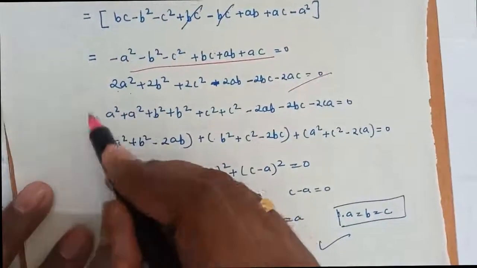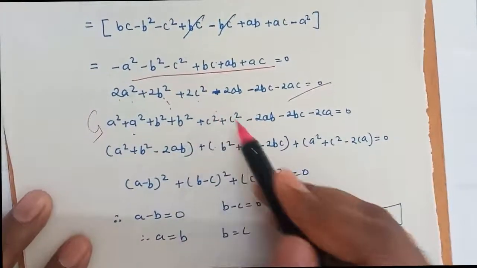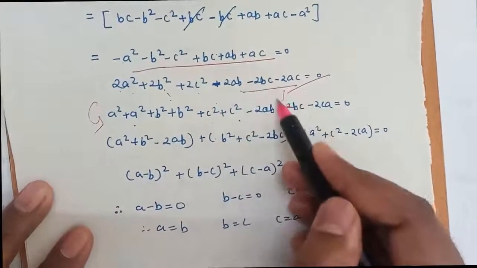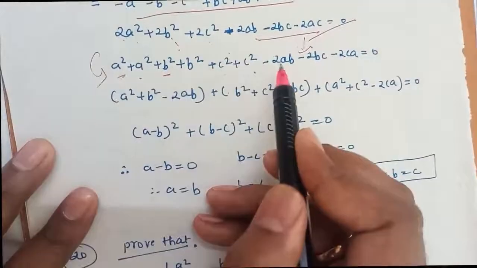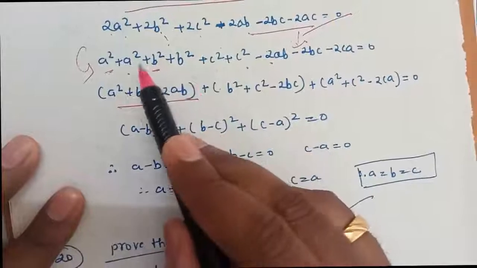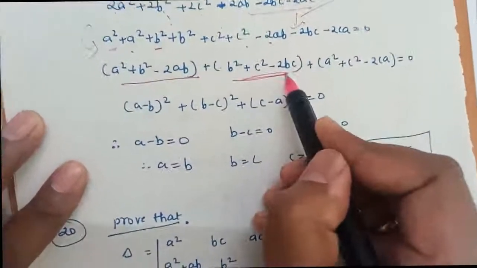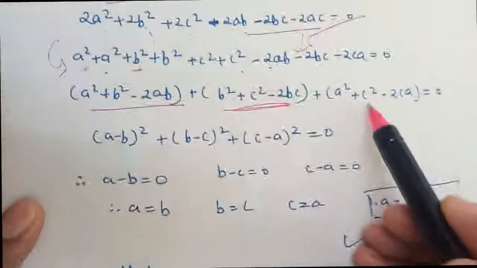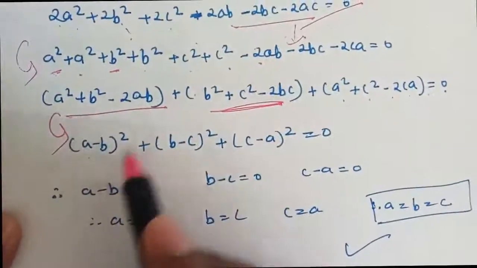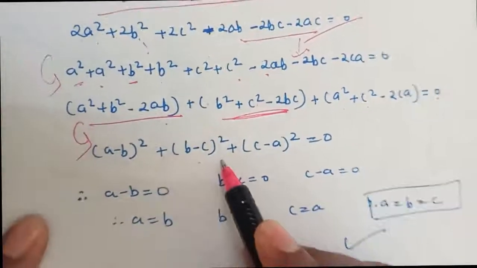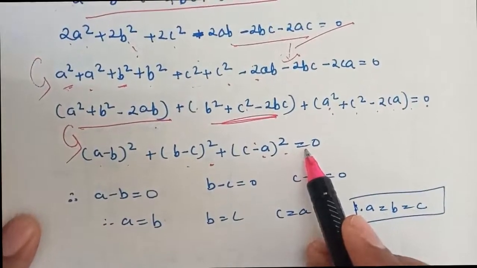This 2a square I can write as a square plus a square. 2b square I can write as b square plus b square. 2c square as c square plus c square. And this is as it is. Now a square plus b square minus 2ab in the first bracket. Then b square plus c square minus 2bc in one bracket, and a square plus c square minus 2ca in one bracket. This formula is for a minus b bracket square we know, this is for b minus c bracket square we know, and this is for c minus a bracket square we know.